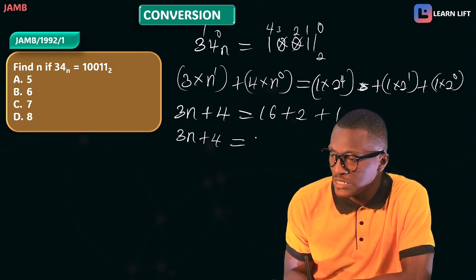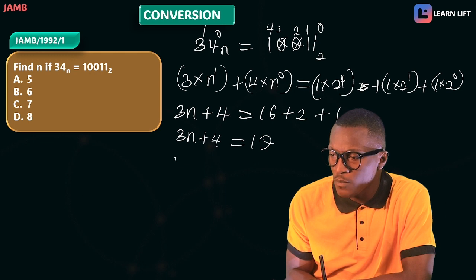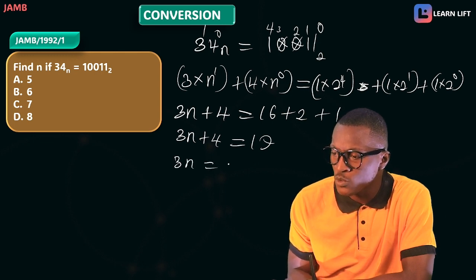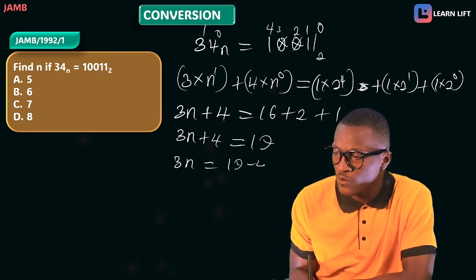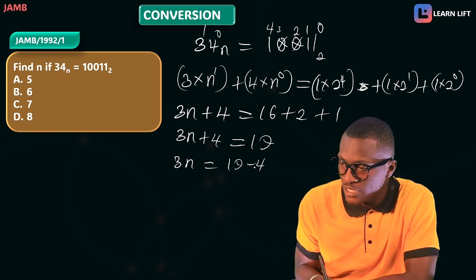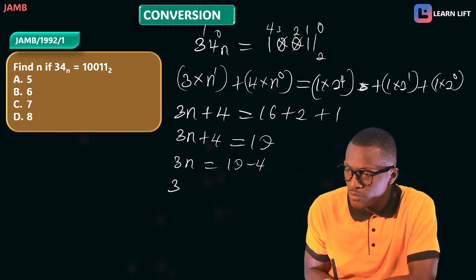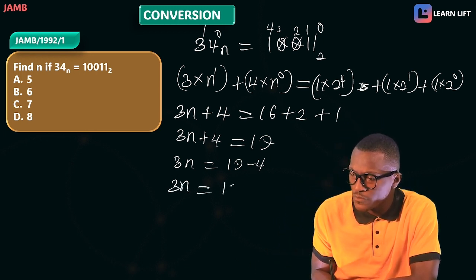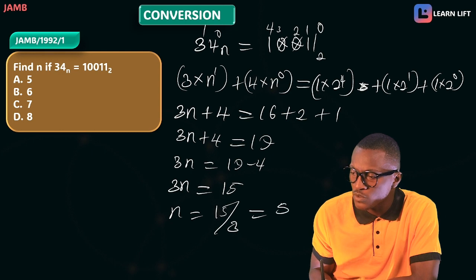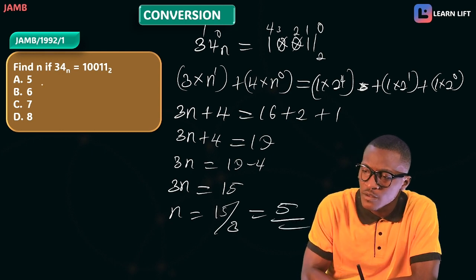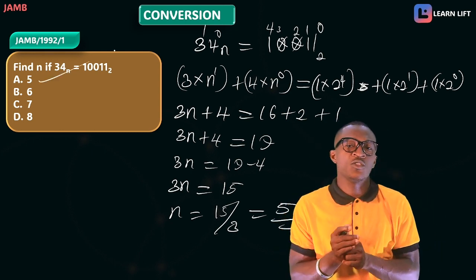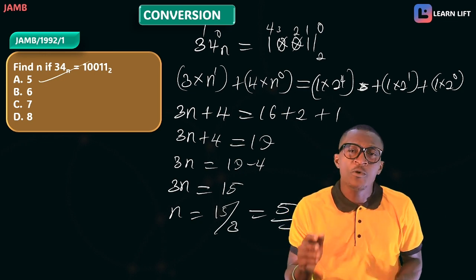That's what? 19. So that becomes 3n is equal to 19 minus 4. I just collected like terms. So what becomes 3n? 3n is equal to what? 15. So what becomes n? n becomes 15 divided by 3, which is equal to what? 5. If you check that very well, that means n is equal to 5, making option A correct. I hope you understand that.